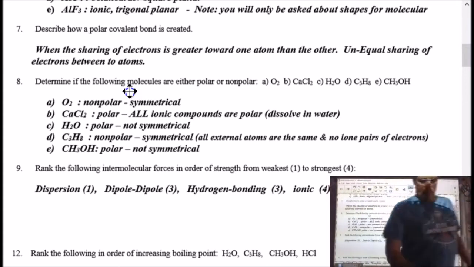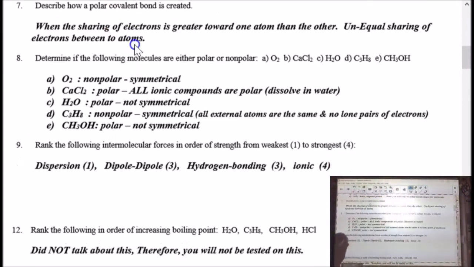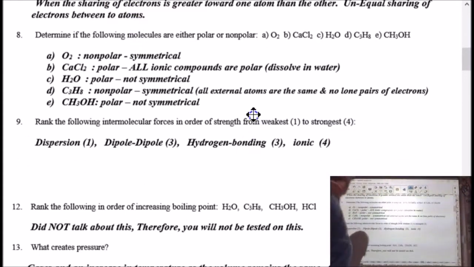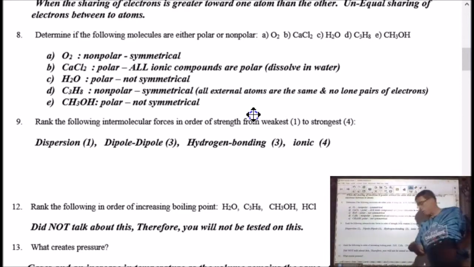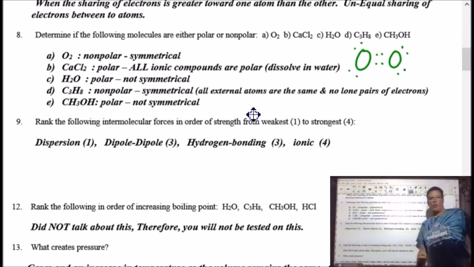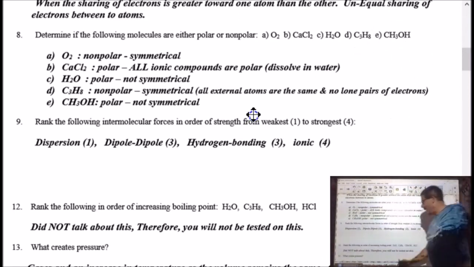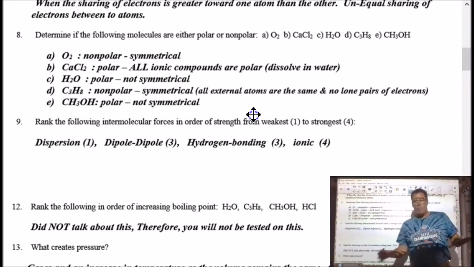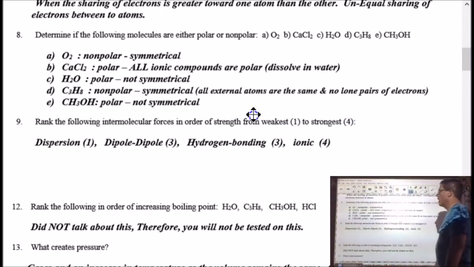All right, number 8. Determine if the following molecules are either polar or nonpolar. All right, oxygen. Well, oxygen looks like this. So all the external atoms are the same. There's no unequal sharing of electrons. That's a nonpolar compound. Calcium chloride is an ionic compound. All ionic compounds are polar. Period. They're all polar, so don't even argue with that.